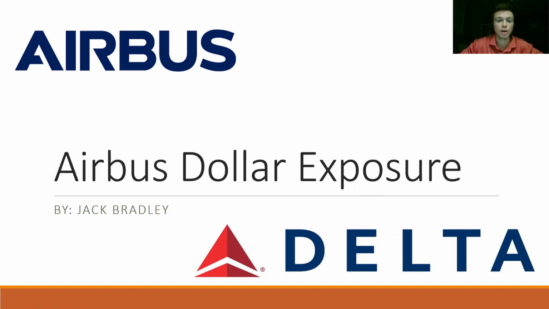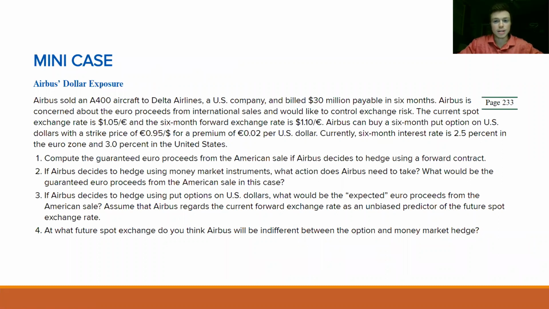But today I'm going to be talking about the Airbus dollar exposure mini case that's in our textbook. If anybody hasn't had a chance to look over this yet, I'll just brief it a little bit here. Airbus sold an aircraft to Delta, which is a U.S. company, and billed them $30 million payable in 6 months. So that's a receivable in a foreign denominated currency for Airbus. And they're concerned about the exchange risk there, and they would like to control that.